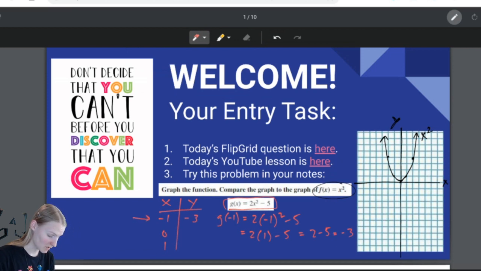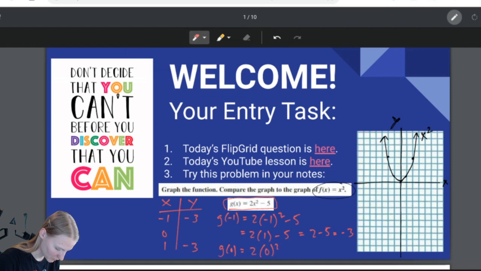If this is -3, what is this gonna be? I'm just gonna write it this time. We already know the axis of symmetry, so this side is the same. Okay, now 0: g of 0 is equal to 2 times 0 squared minus 5. Now, 0 squared, this is just all gonna go away. 0 squared is 0, 2 times 0 is 0, that's gone. This is just 0 minus 5, which is -5.